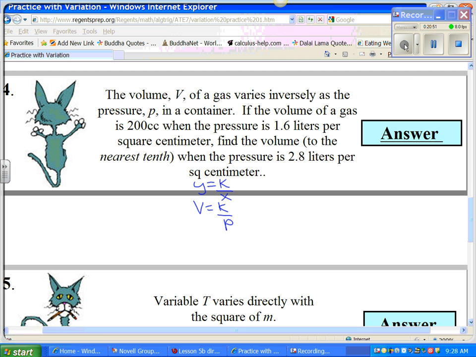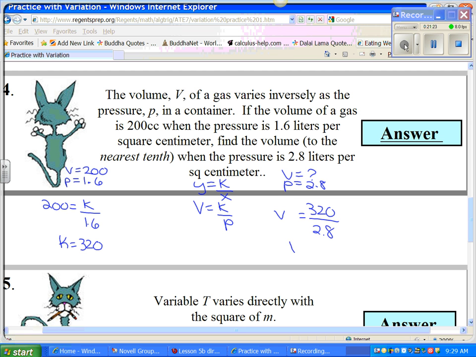So make our pairs. What's V to start? 200, yep. And P? Good. V and P. Great. Nice job, guys. So we're going to start by finding K. So 200 equals K over 1.6. And what is it? Good. We all right with that? Everybody got 320? And then 320 is our K to start. We don't know V, and we know P. So what did we get for V? 114.3 cc's. Great.